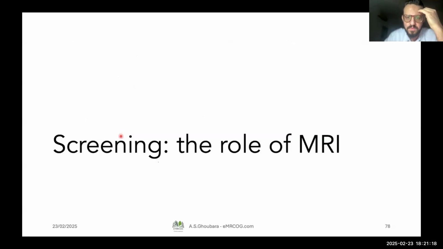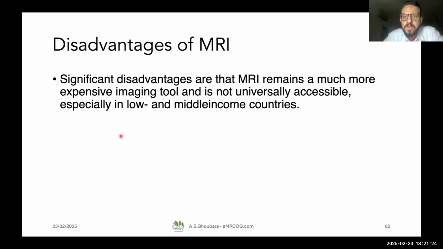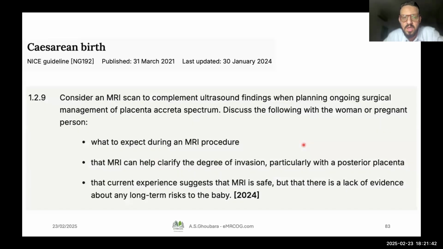The role of MRI is debatable, it's not clear, but you should order it, especially if the patient is obese, or you can't see the level of invasion, or there is a posterior placenta. And this is another intersection point between this TOG article and the NICE guideline. Consider MRI to complement, not routine, to complement ultrasound findings when planning ongoing surgical management of accreta spectrum. And you have to discuss with the woman what to expect during the MRI procedure, because some women have agoraphobia, a fear of closed spaces.